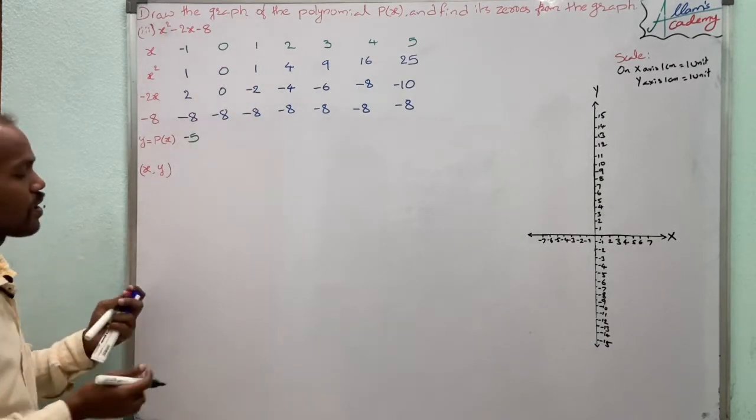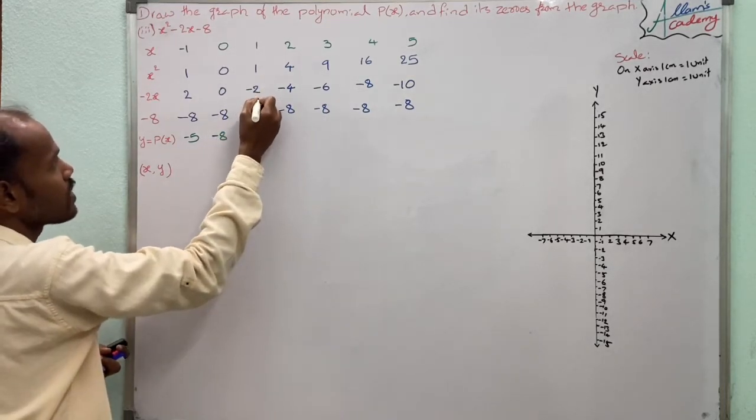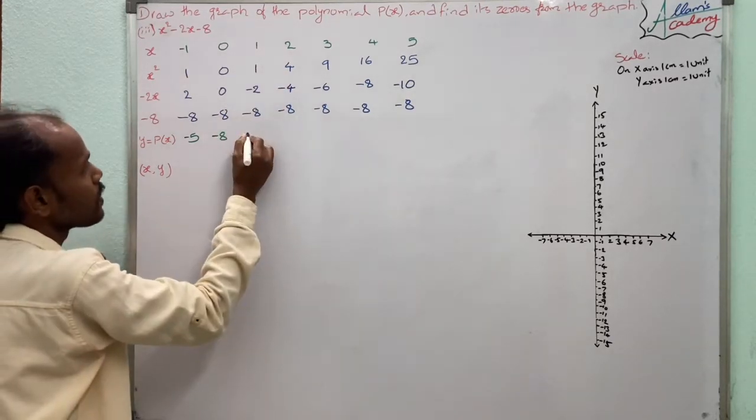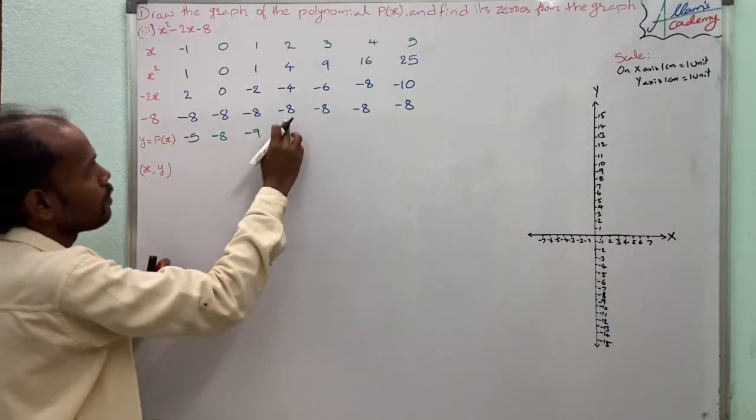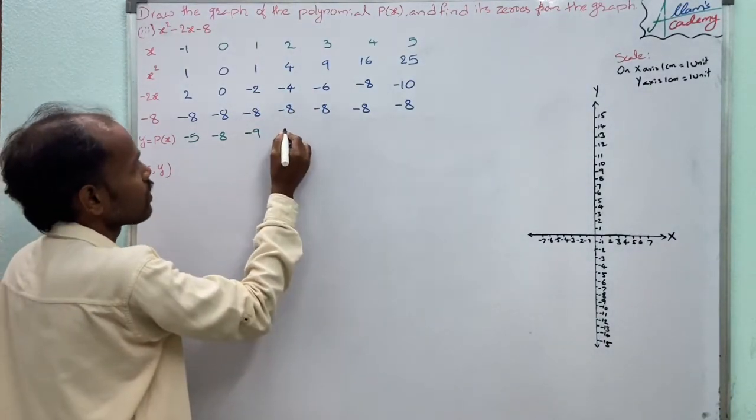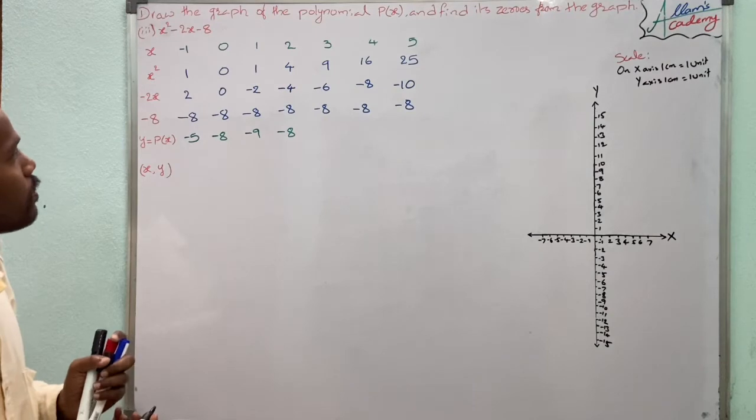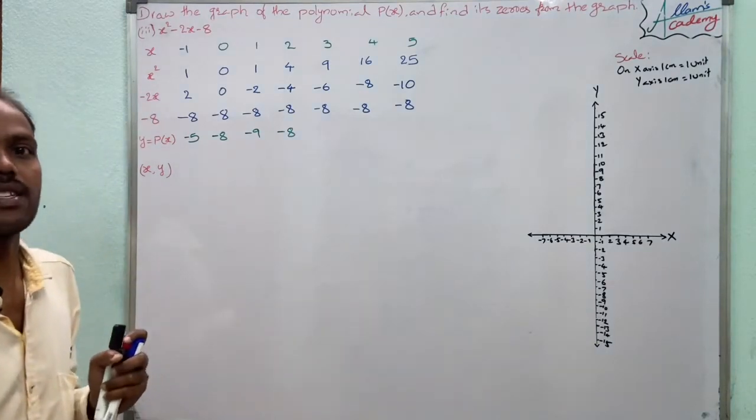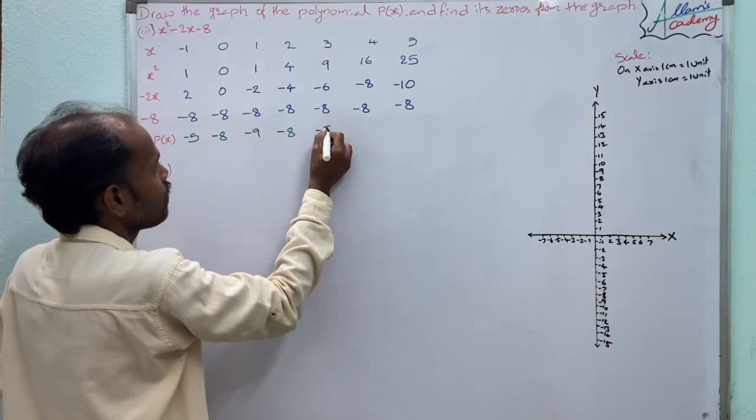Next, 0 plus 0 is 0, and 0 minus 8 means minus 8. Then minus 8 minus 2 is minus 10, and minus 10 plus 1 means minus 9. Next, minus 8 minus 4 is minus 12, and minus 12 plus 4 equals minus 8. Next, minus 8 minus 6 is minus 14, and minus 14 plus 9 equals minus 5.